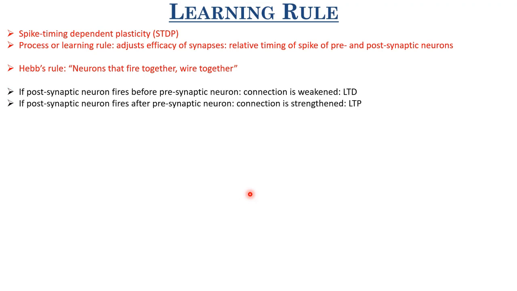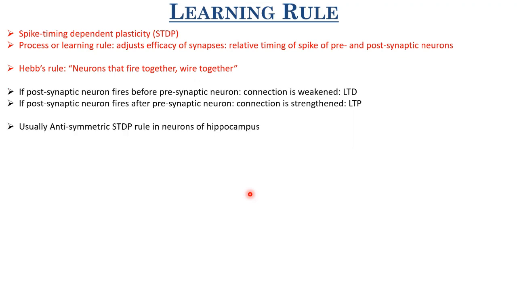Similarly, if the postsynaptic neuron fires immediately after the presynaptic neuron, it simply means that there's a high possibility that the stimuli from the presynaptic neuron led to this change in the membrane potential of the postsynaptic neuron, and it fired. So in that case, what should we do? We should strengthen the connection between the two neurons, and this process is called long-term potentiation. We already know that this is a part of plasticity. So this is the learning rule.